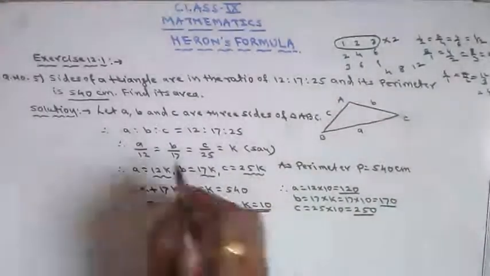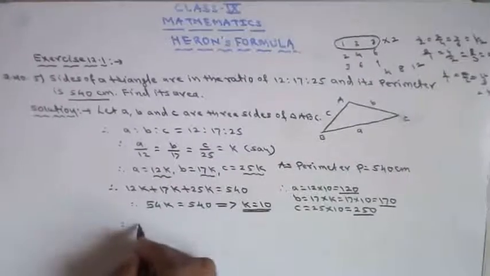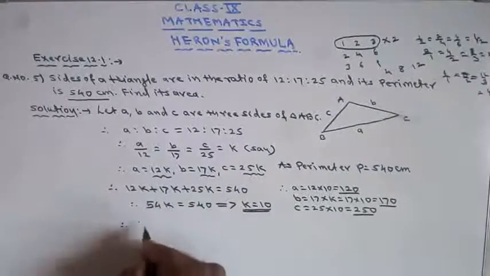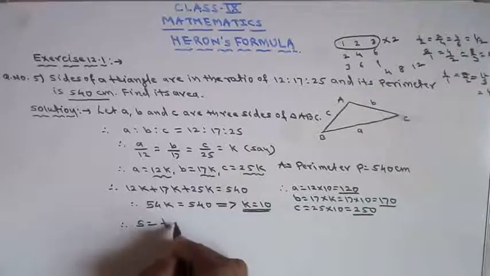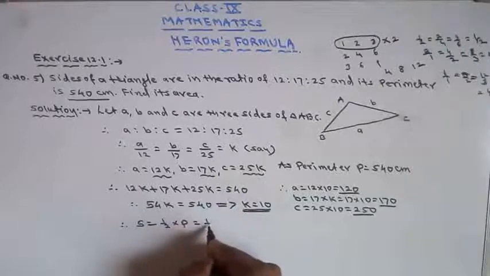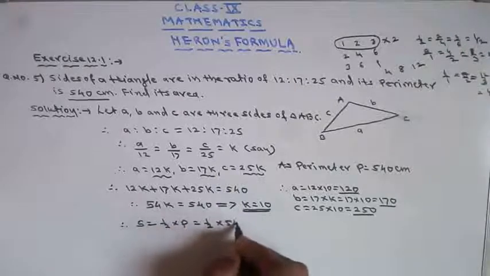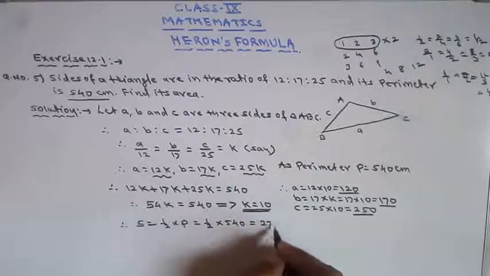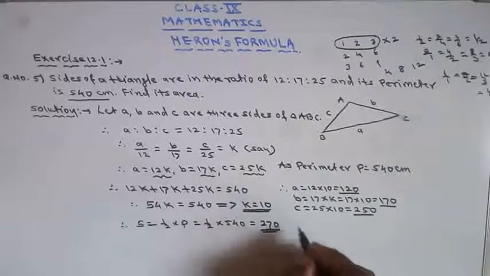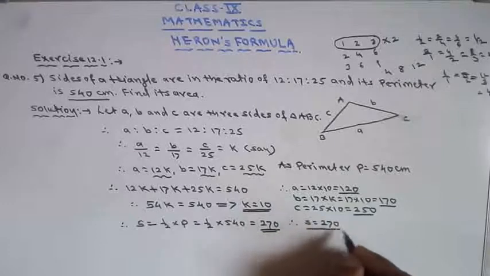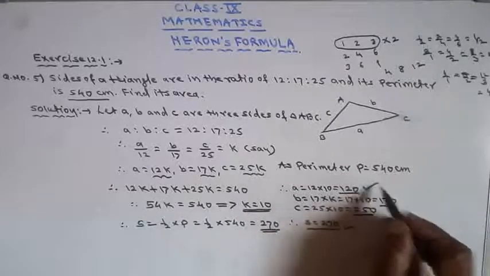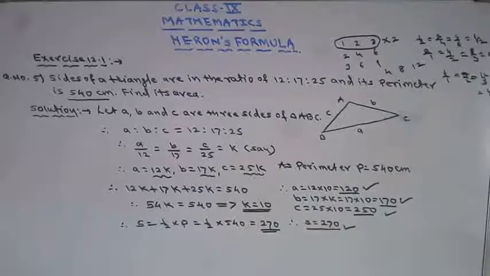Now as the perimeter is 540, S will be equal to the semi-perimeter. Semi-perimeter will be half of perimeter, that is half into 540, which comes to 270. Therefore S equals 270. So S is known to you, a, b, c are known to you, right?